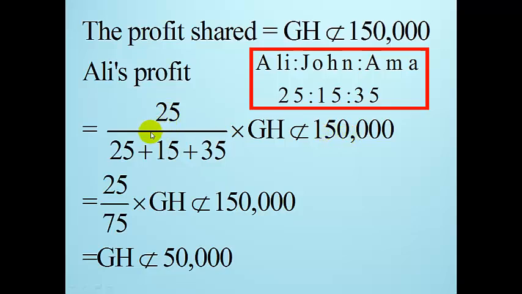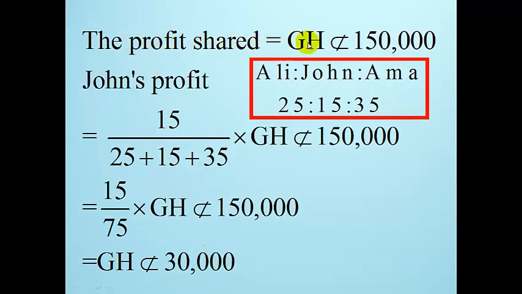So 25 divided by 25 plus 15 plus 35. Now 25 plus 15 plus 35 is equal to 75. So we have 25 divided by 75 times the profit to be shared, that is 150,000. And this is equal to 50,000 Ghana cedis. So that means that Ali's profit is equal to 50,000 Ghana cedis. Now let's continue.